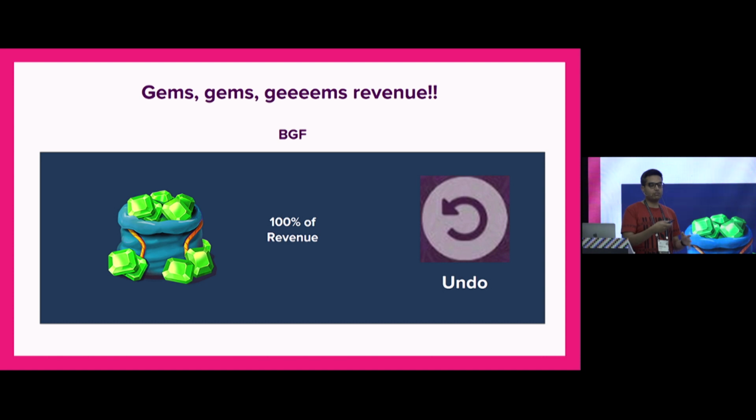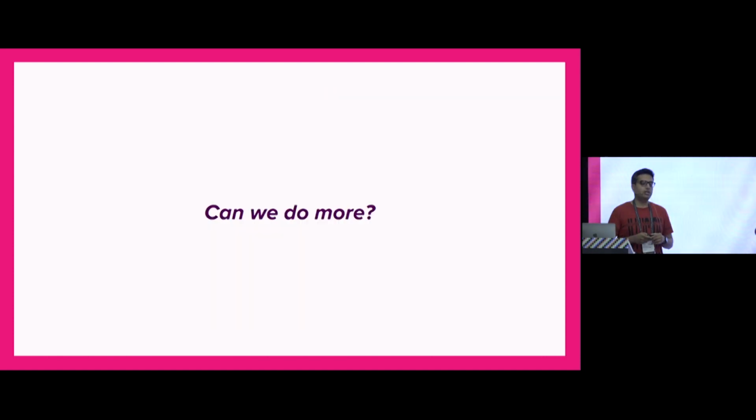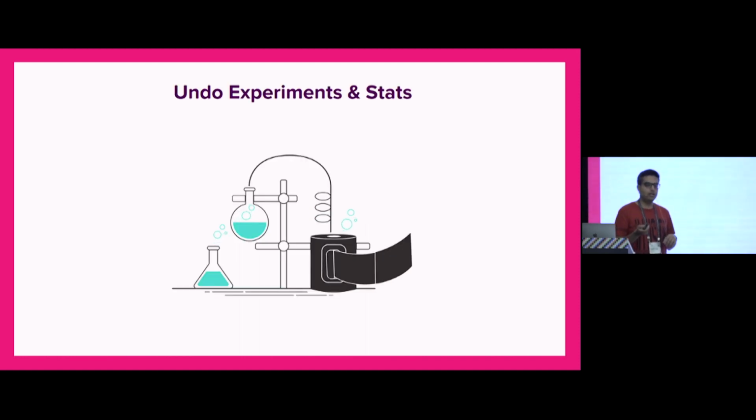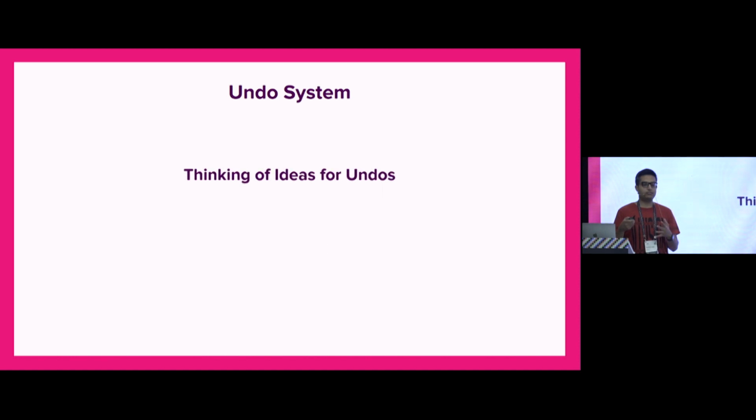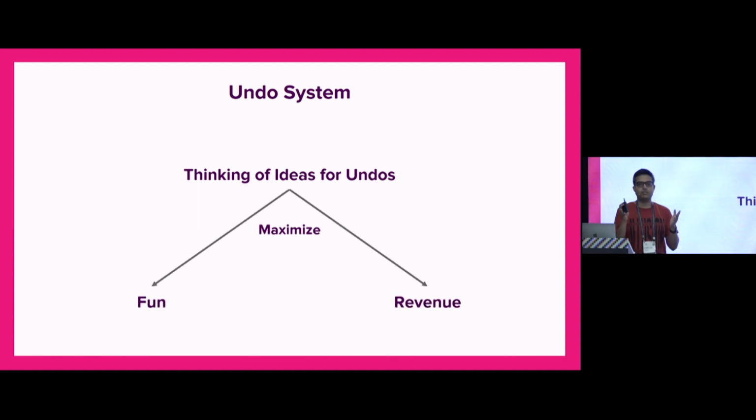And in backgammon right now, there's nothing else that they can use gems on, so 100% of their revenue goes into undos. But yeah, can we do more? So like I mentioned earlier, we started thinking about ideas for undo because players wanted more, and we wanted to maximize basically the fun and the revenue aspect of things.